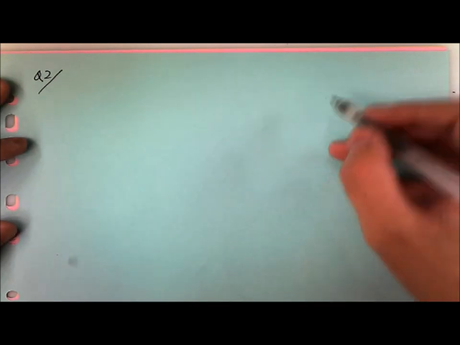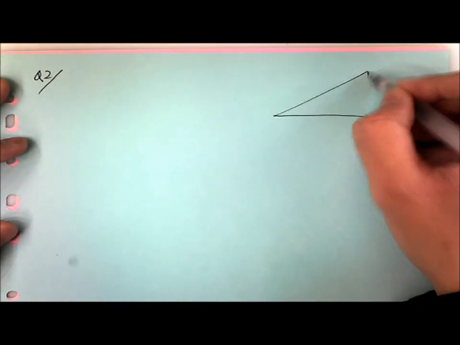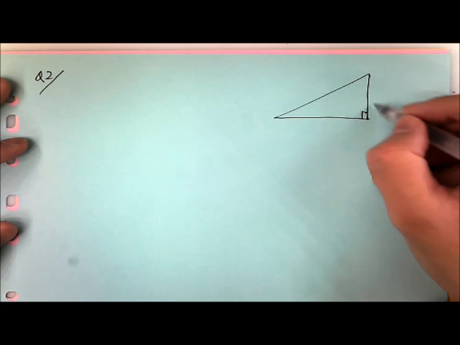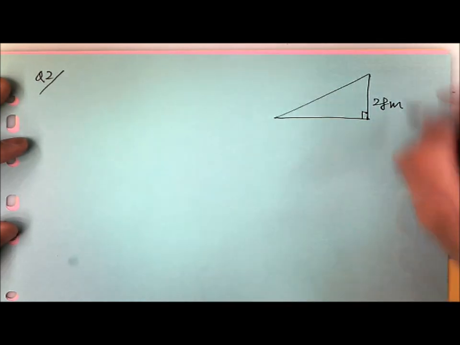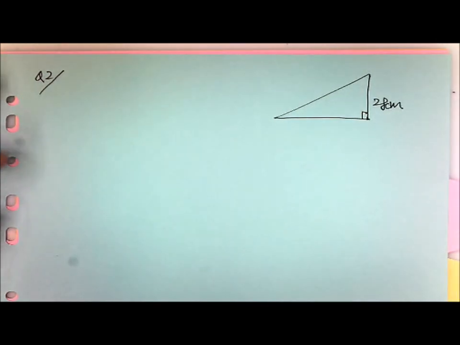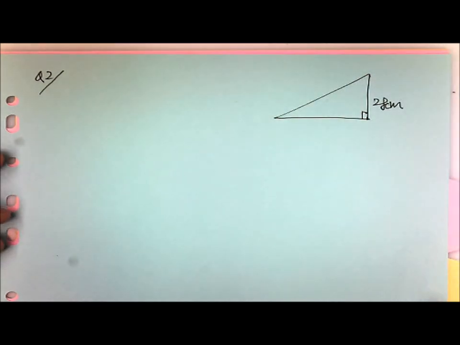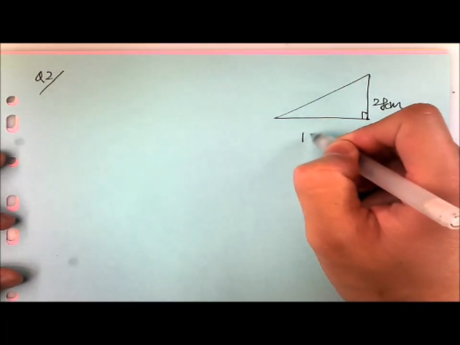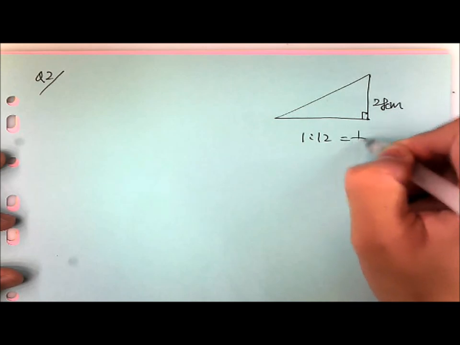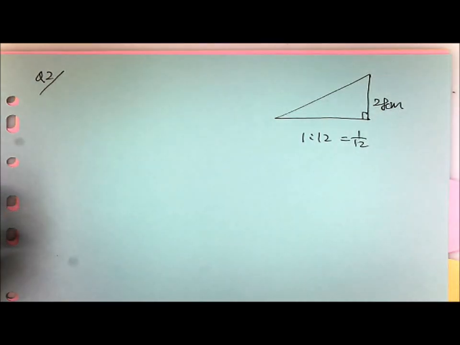So the figure will be like this. This is 28 cm. Read the question. The gradient of the wheelchair ramp is 1 in 12. What does it mean? 1 in 12 means 1 to 12, or 1 divided by 12. Understand? So this is the gradient.